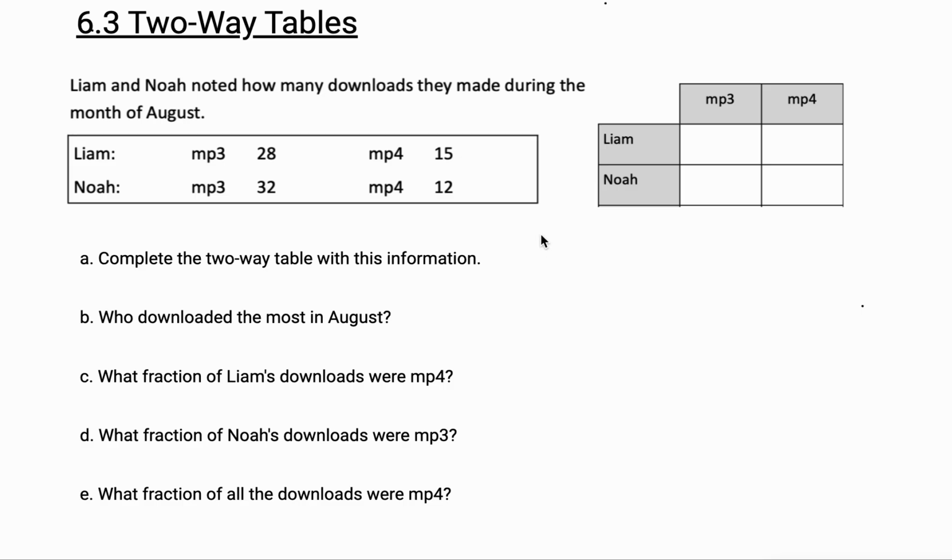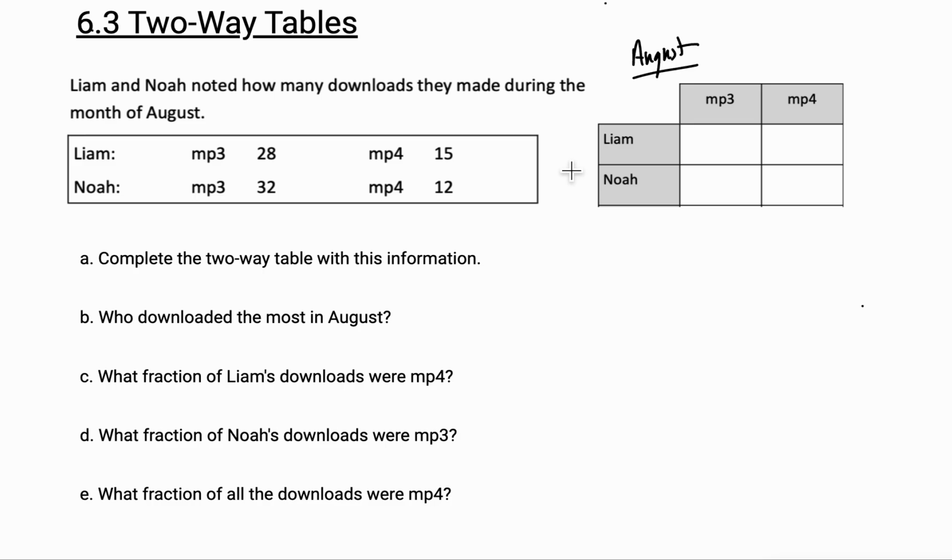6.3 Two-way tables. Two-way tables are a way of organizing our data and information in a table form. Sometimes that information is given to you in the tables, sometimes it's just given to you outside the tables. Right now we're looking at Liam and Noah, who noted how many downloads they made during the month of August. So this information is for August.